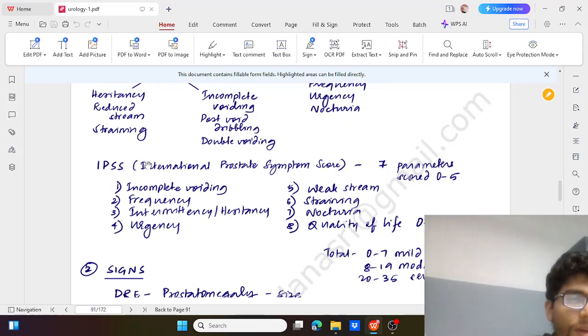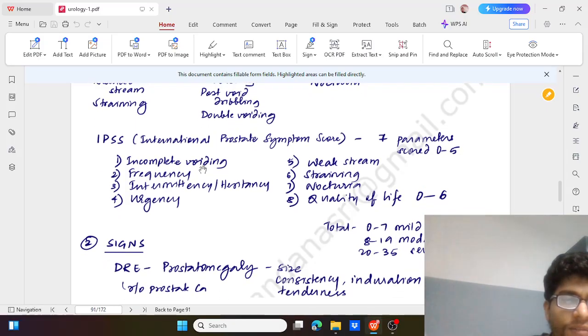So coming to a special scoring that is used for prostate, which helps in quantifying the severity of the issue. There are 7 parameters which are considered here, and each parameter is scored from 0 to 5. So what are these parameters? It is incomplete voiding, frequency of urination, intermittency or hesitancy. What frequency is, I hope you can understand, is more number of times you have to go to pass urine.